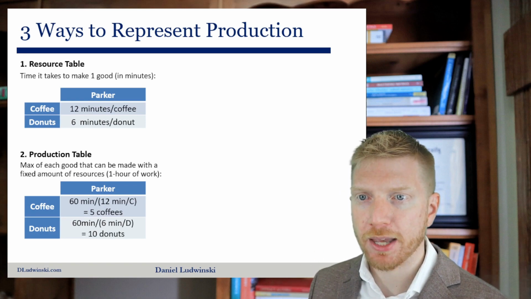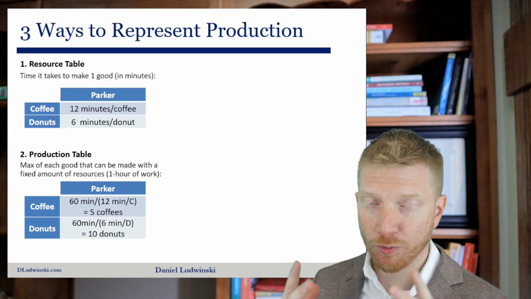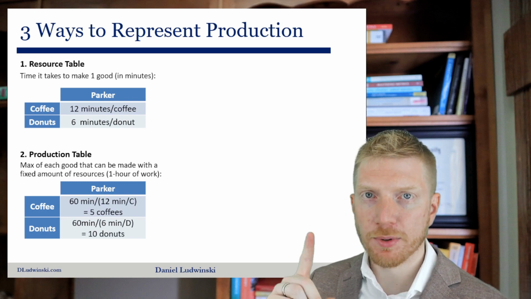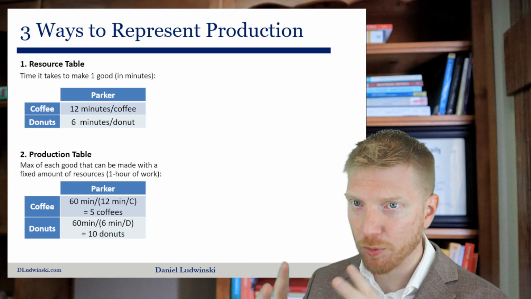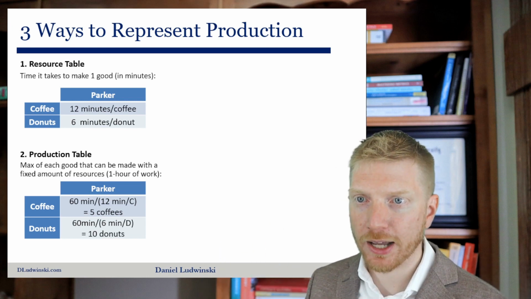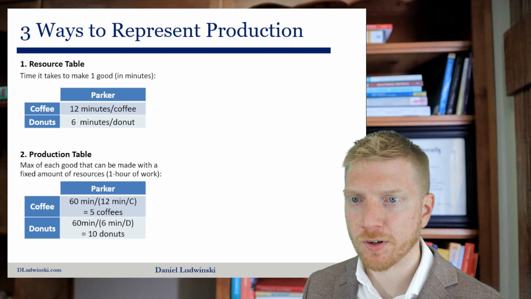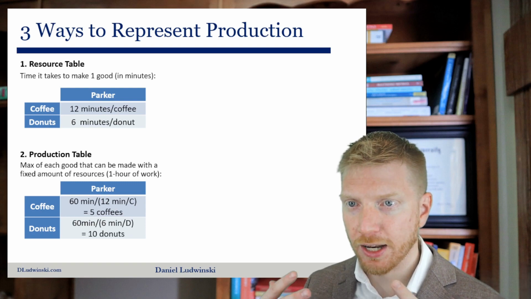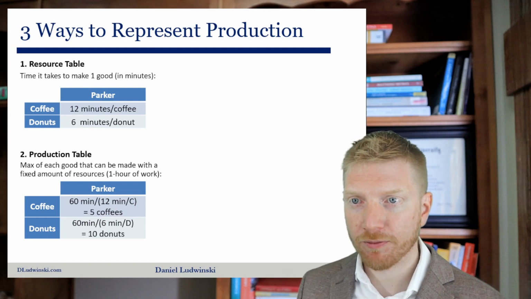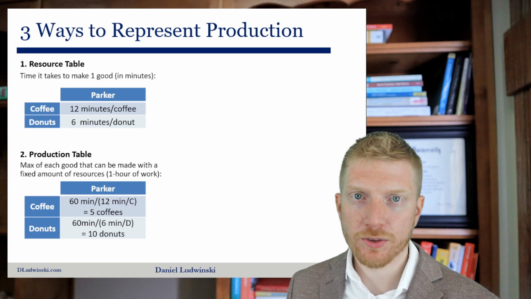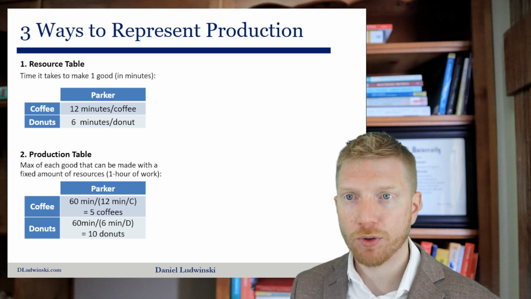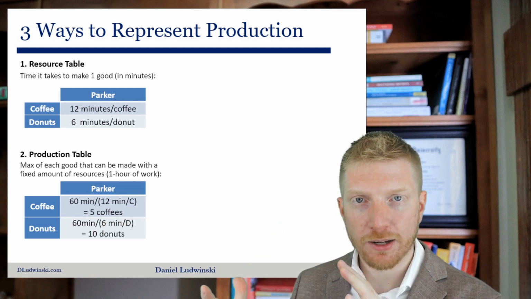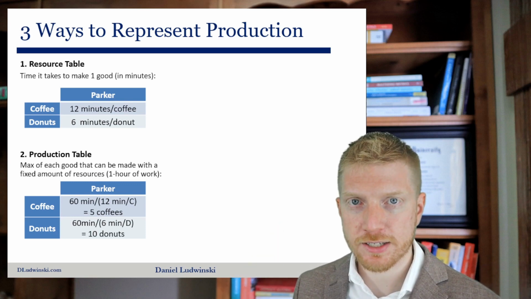The second way we can represent Parker's production possibilities is to talk about the maximum amount of the good that can be made with 1 unit of resource. Our resource is time, and our unit is going to be 1 hour. So we can move between the two by taking an hour, which is 60 minutes, and dividing it by the 12 minutes per cup of coffee. This shows us that in 1 hour, Parker can make 5 cups of coffee. We can do the same transition in talking about the number of donuts he can make with 1 hour. 60 minutes divided by 6 minutes per donut gives us 10 donuts.